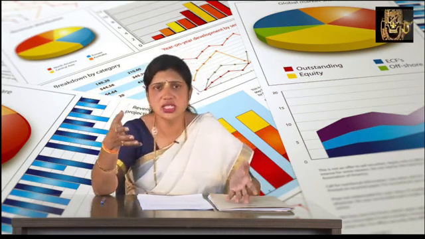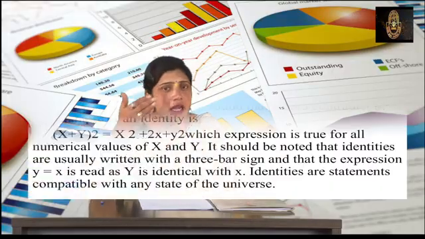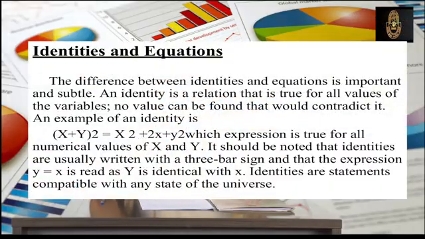Similarly, we have other concepts like identities and equations. The difference between identities and equations is also important in economics because we have mathematical economics, isn't it? An identity is a relation that is true for all values of the variables. No value can be found that would contradict it.